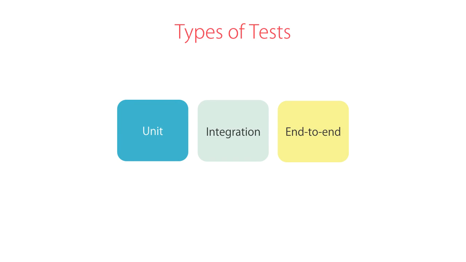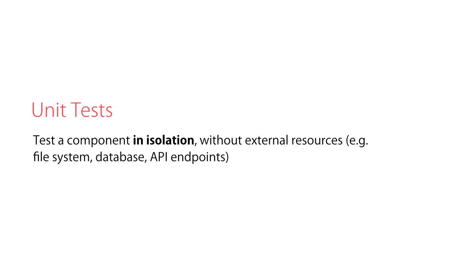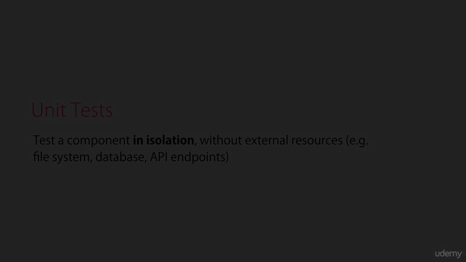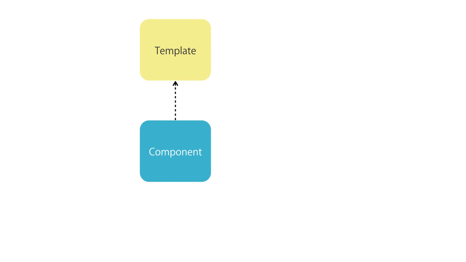All right, now let's take a look at the different types of tests. So in general, we have three types of tests: unit tests, integration tests, and end-to-end tests. With unit tests, we test a component in isolation without external resources like file system, database, API endpoints, and so on. Now, this is the classic definition of unit test, irrespective of Angular. In Angular terms, that means testing a component in isolation without its template and any other resources that touch the file system, the database, API endpoints, the browser, and so on.